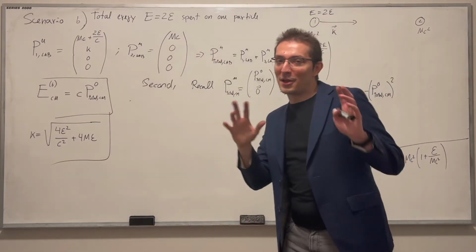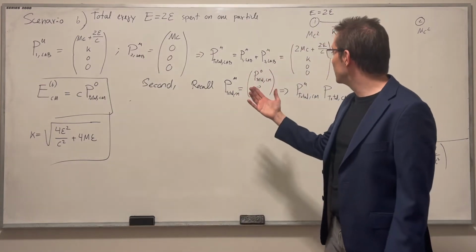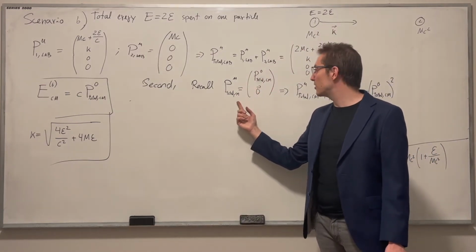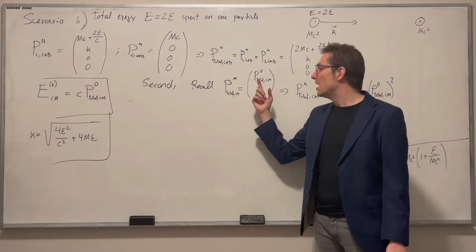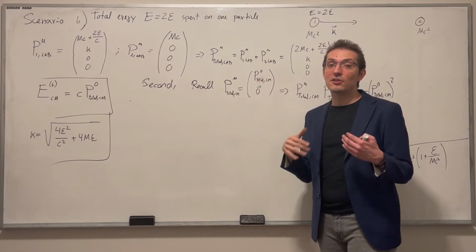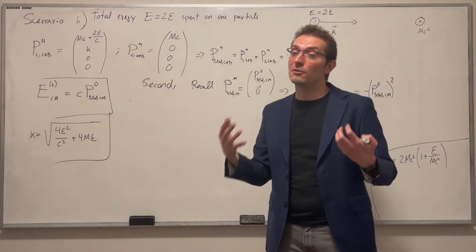To actually do this better way of computing things, we need to recall that the total four-momentum in the center of mass frame will only have a zeroth component, because by definition, the spatial components of the center of mass frame total four-momentum have to be 0.